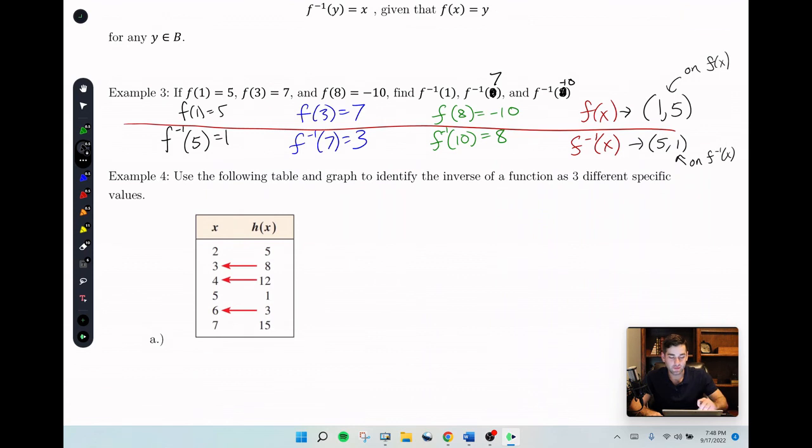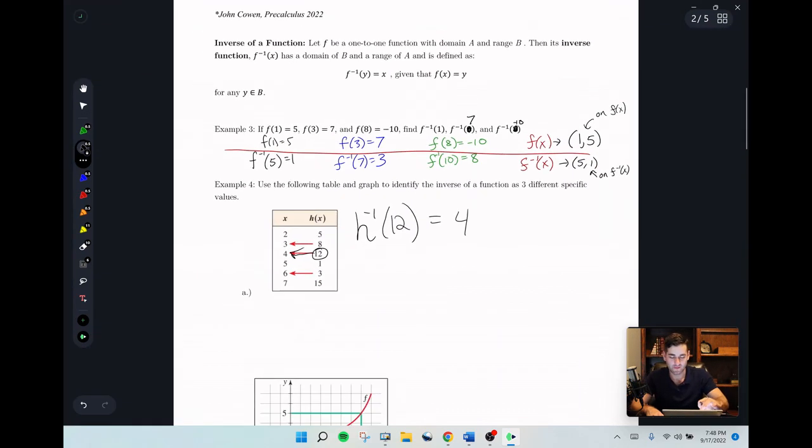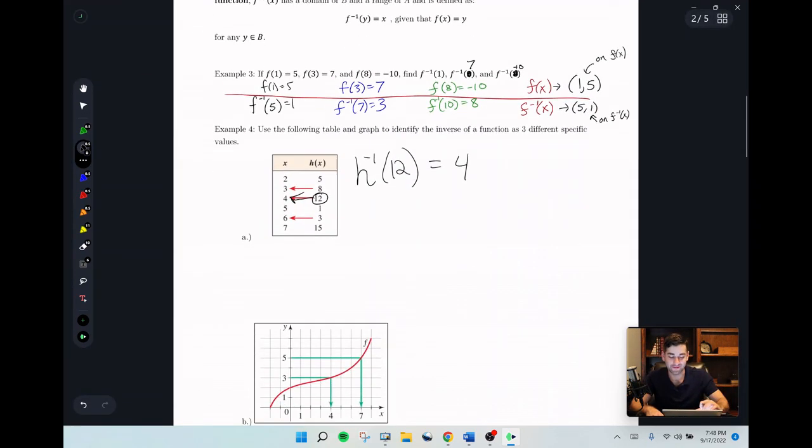So here's a table, and it's saying, hey, identify some inverses. So if we're going to do just one quick example, the inverse of 12 better equal, you take 12, you follow the arrow, and it better equal 4. Cool. And you can do a couple more of those. You can do all 5 of them to practice.